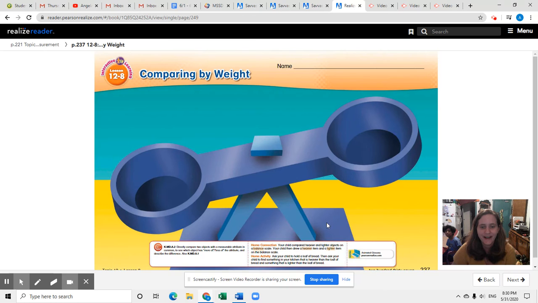Oh, here we are. So what you're going to do is you're going to need objects in your house and you're going to use your hands kind of like a scale, okay? So what you're going to do is hold a loaf of bread in one hand and then try and find something else in your house that is heavier than the loaf of bread. So put a loaf of bread in one hand and then find something that is heavier than a loaf of bread to put in your other hand, and you can kind of use your hands as a scale. So the heavier one would go down, the lighter one would come up. All right, find something heavier than a loaf of bread at your house.